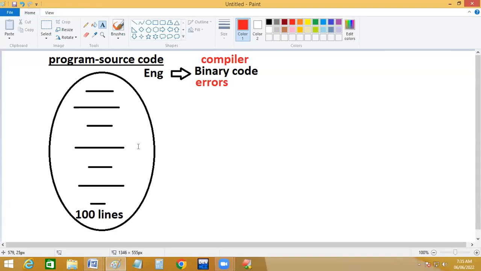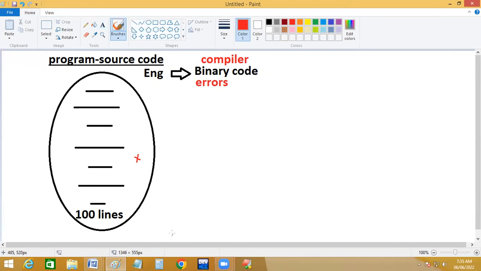Okay, tell me guys, in our example, how many lines are there? 100 lines. Now we have to go for compilation. In compilation, what is it checking? Errors. Now we are having one error only. Listen carefully here. It is a 100 line program, but how many errors are there? Only one. And it is not showing the error line.